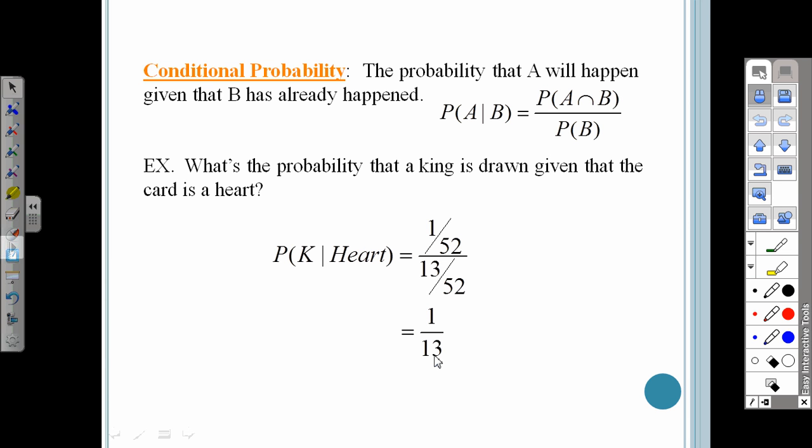out of 13. But the other way of thinking of this is, what's the probability that a king is drawn given that the card is a heart? It's like somebody's drawn a card from your deck of cards, told you that it's a heart, and now they want you to figure out if it's a king or not. What's the probability? Well, if you already know it's a heart, you already have limited the pile to choose from down to 13 from 52. So you could just directly figure it out. It's 1 out of 13. So sometimes that might be easier to think about.